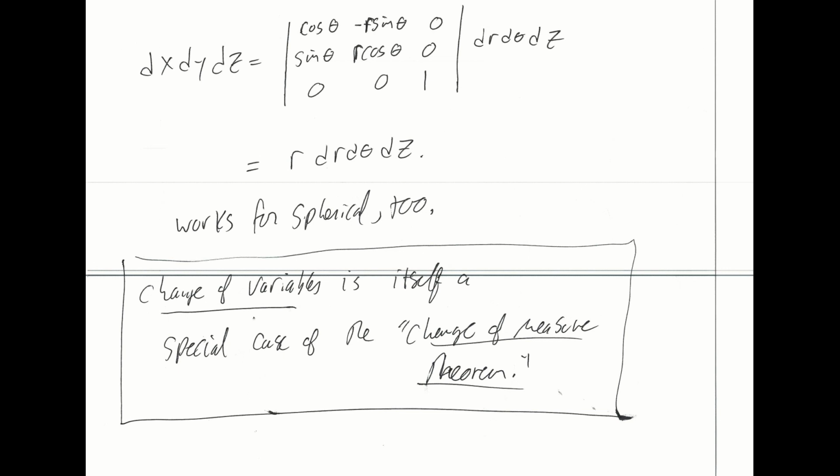But in general, there are a multitude, in fact infinitely many different coordinate systems, all of which are given by the change of variables formula. And in fact, change of variables is just a very special case of a more general theorem known as the change of measure theorem. So it all has to do with the way that space is measured, and we can sometimes change the way that space is measured. The change of measure theorem is very important.